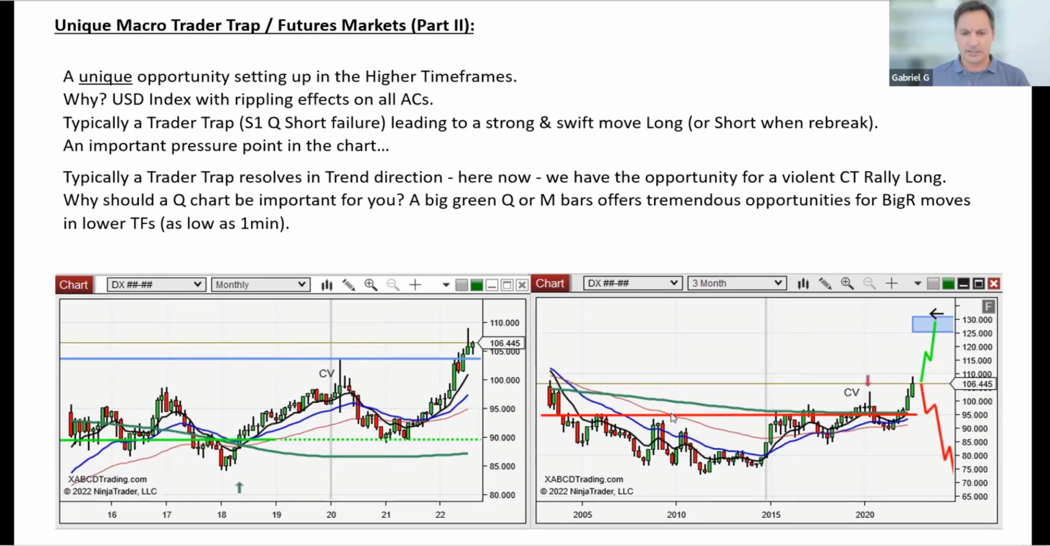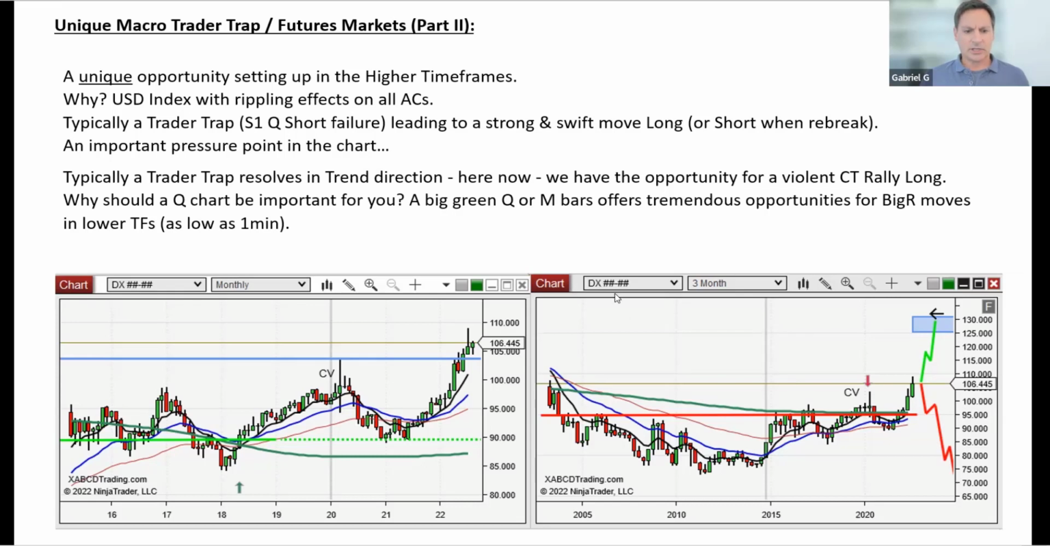So typically, a trader trap resolves in the overall trend direction. Here, with this failure signal, we have the opportunity for a very violent counter-trend rally long. Counter-trend rallies typically are much stronger and more forceful. We have broken this important level. So now the bulls have the control, and they should be able to do that. If they cannot, well, we have the opportunity, plan B, here on the short side.